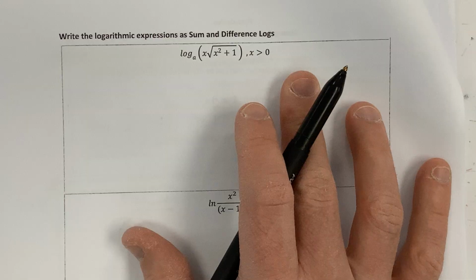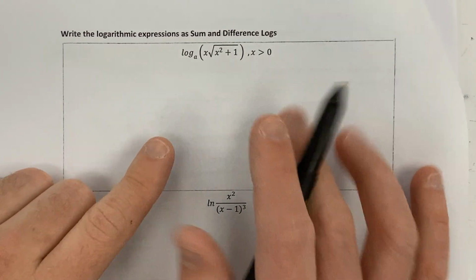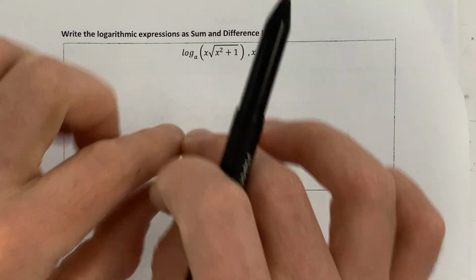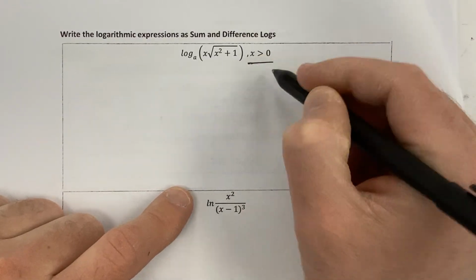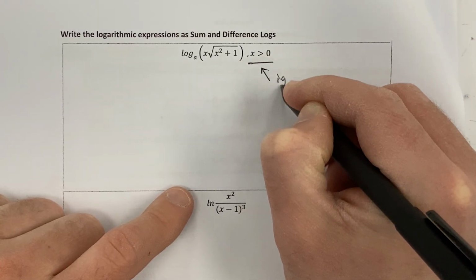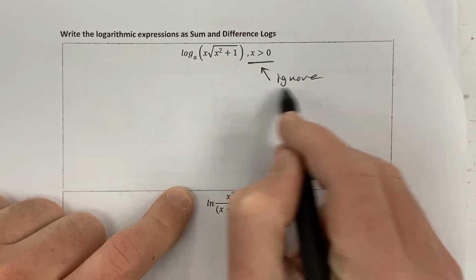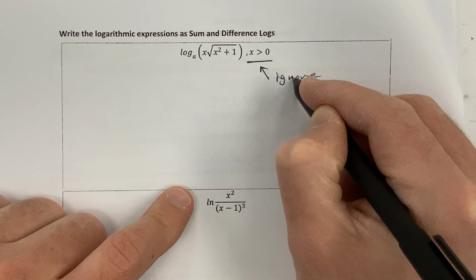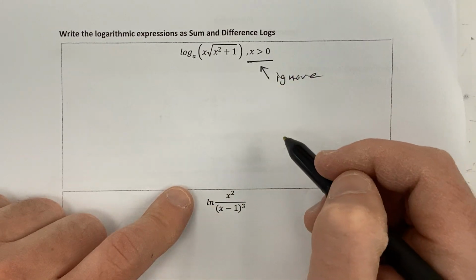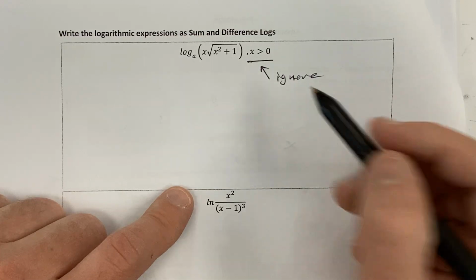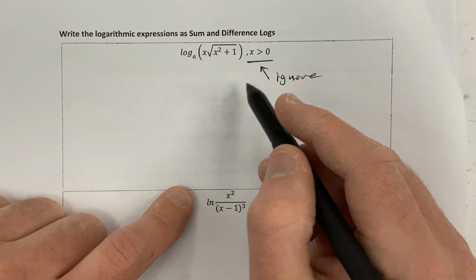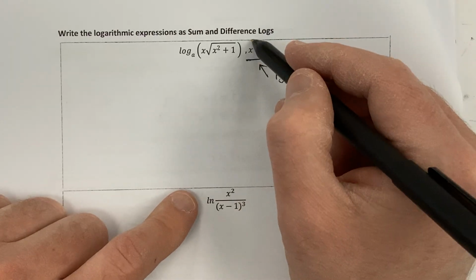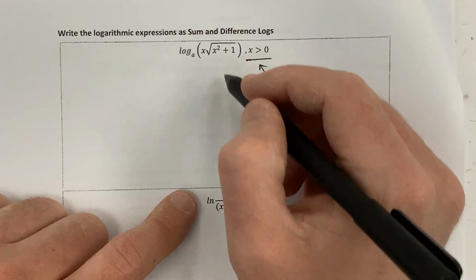So we're going to write the logarithmic expressions as a sum or difference of logs. So we're going to expand these out using those log rules. A couple of things. We can ignore this. This will sometimes pop up on some of the examples because this is the only way to clarify where this function is defined. We don't need to, this doesn't factor into us using the log rules.